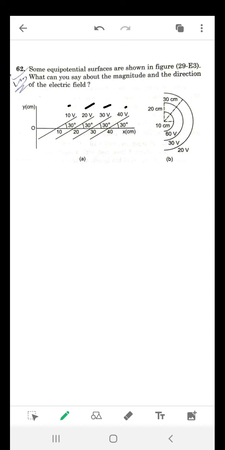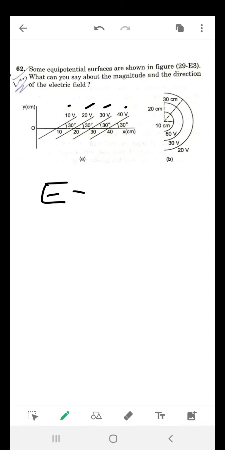Okay, what is the question? The question is, what is your conclusion about the magnitude and direction of the electric field? You have to tell the magnitude as well as the direction of the electric field. So before solving this problem, you have to know the concept.